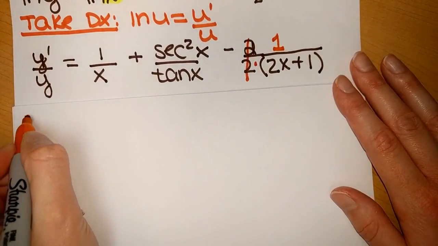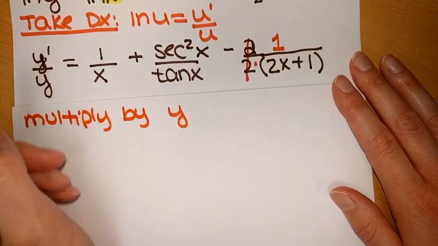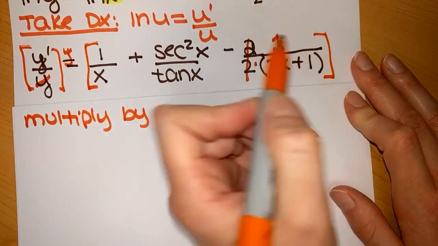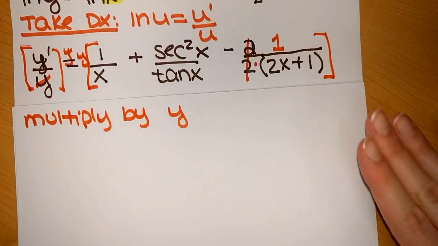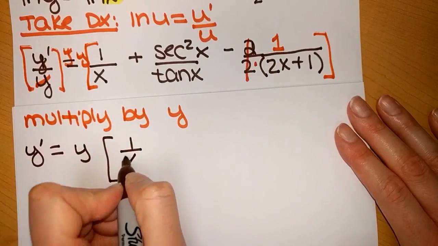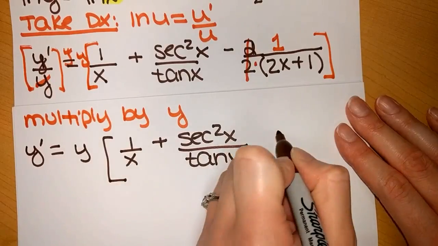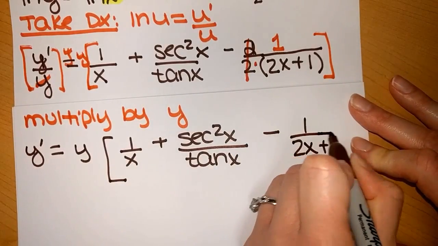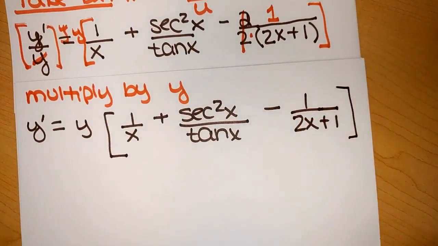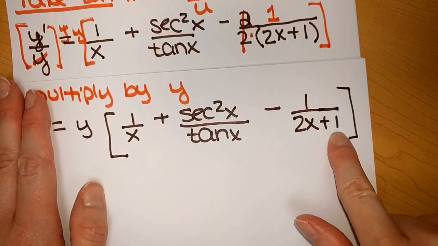So what we're going to do is multiply the left and the right by y to isolate the y prime. So on the left-hand side, I multiply by y, those cancel, and then on the right-hand side, I multiply by y, and nothing cancels. So I get y prime is equal to y times all of this: 1 over x plus secant squared x over tangent x minus 1 over 2x plus 1. And because this 2x plus 1 is the only thing in the denominator, I can drop the parentheses at that time. Now, before we can finish this up, this right-hand side has to be all in terms of x.